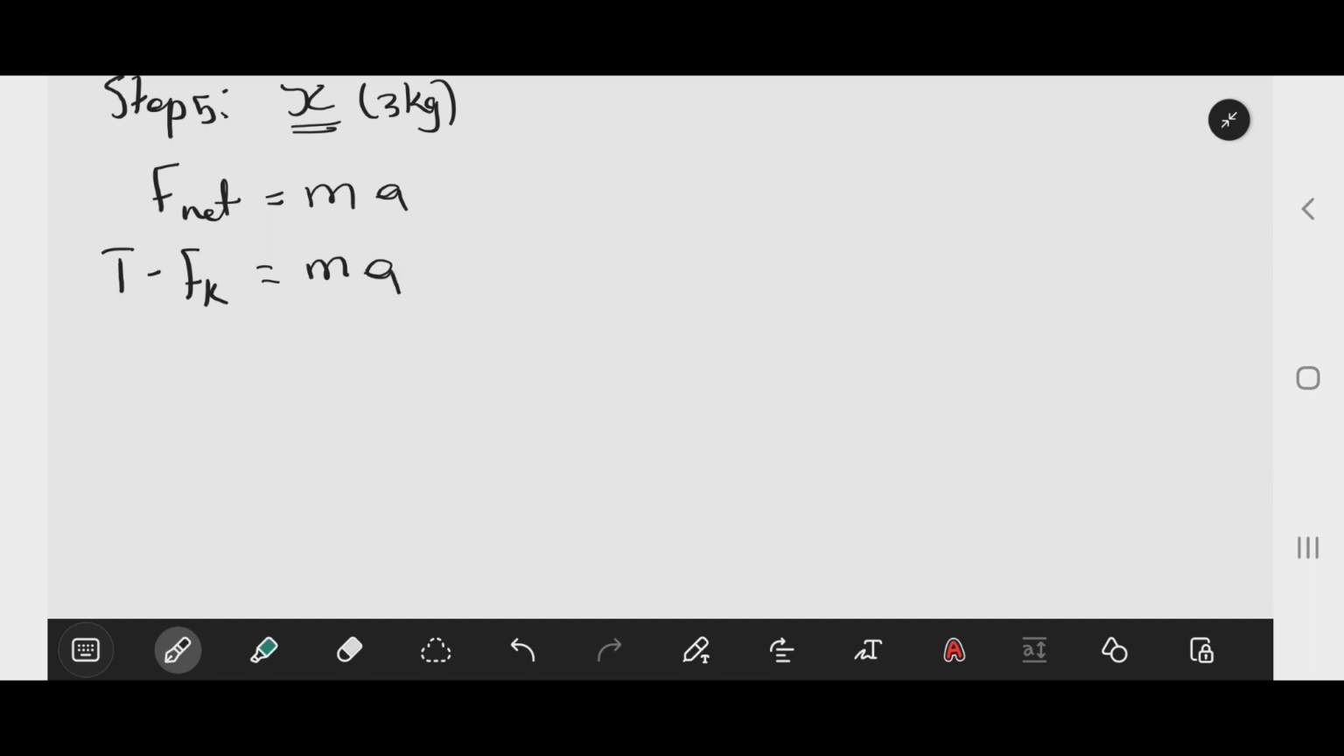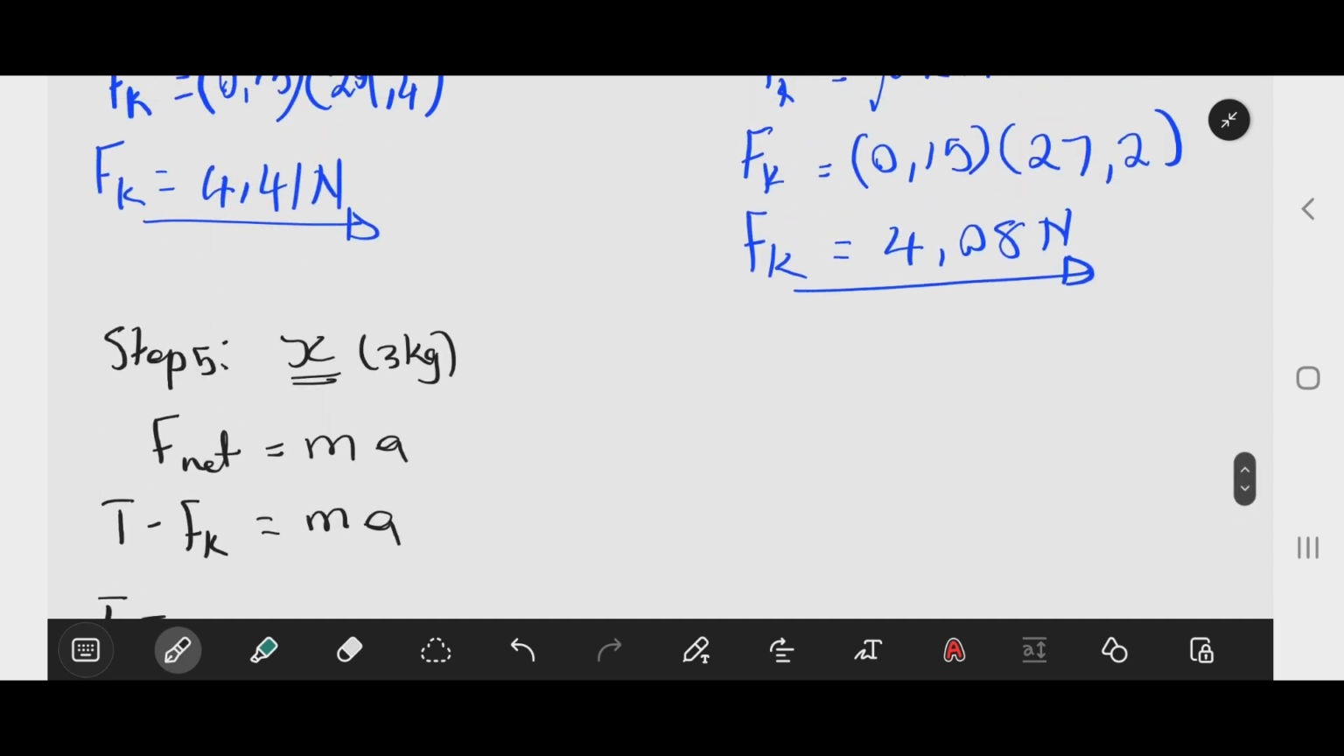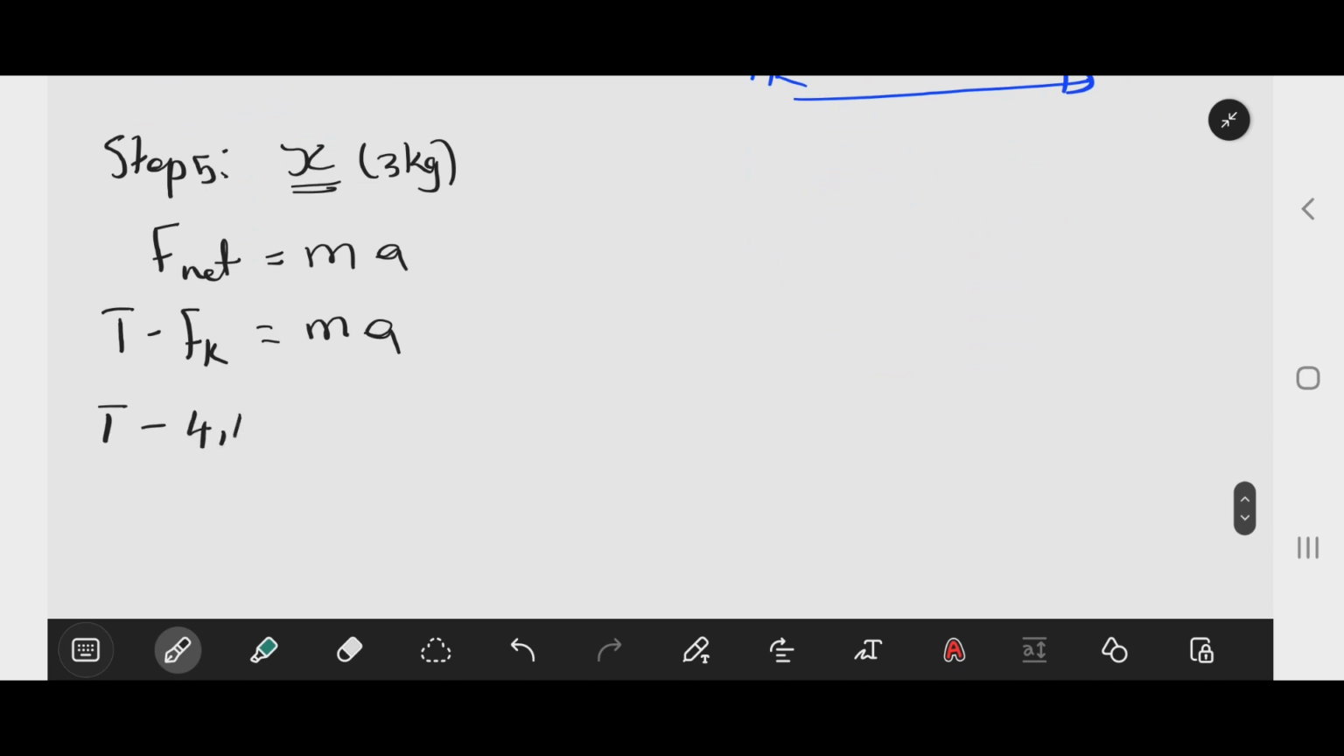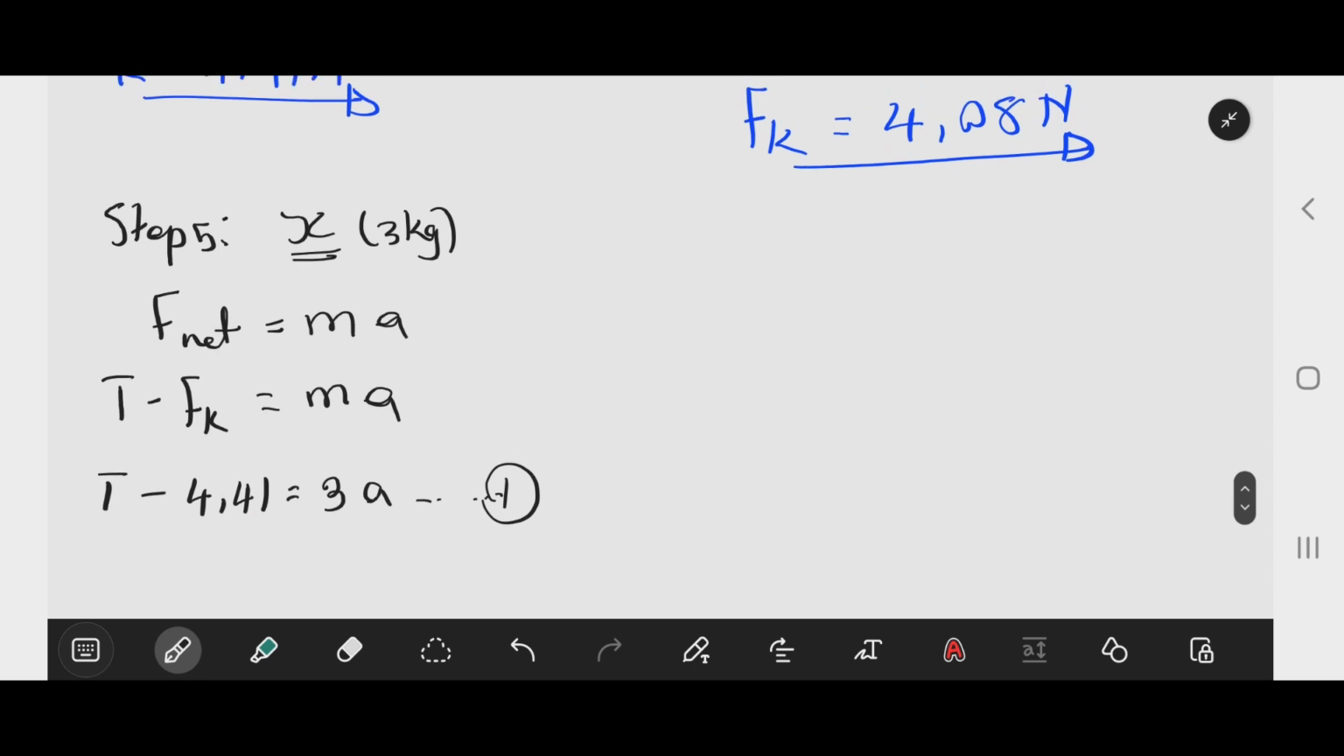So that would be tension. Remember, we have calculated friction from step number 4, F net in the y direction, to be 4.41. So that is tension minus 4.41 equals the mass of the object, which is 3 kg, multiplied by the acceleration of the object. So that is equation number 1, because we have two unknowns. So now let us perform the F net in the x direction for the 1.5 kg. So that would be F net equals ma in the x direction.